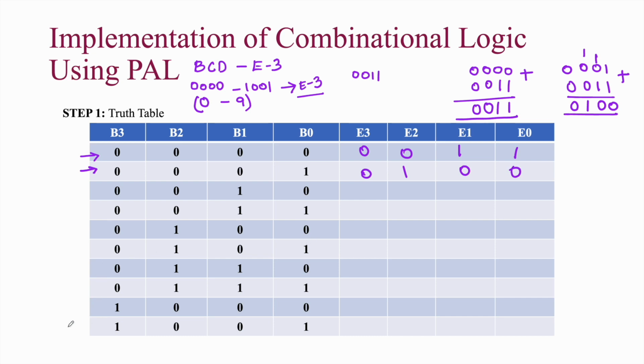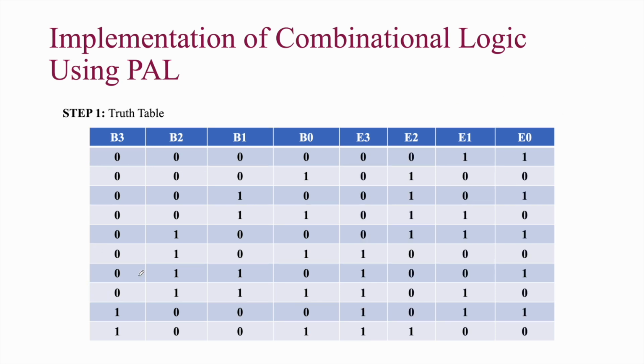In the same way, let us do the last one, 1001. You have to add 0011. What happens? 1 plus 1 will be 0 with a carry 1. Again, 1 plus 1 will yield 0 with a carry 1, and then 1 and 1. So 1100 is the XS3 code. In the same way, we have to fill the complete table. The same thing is being done and digitized here for clarity.